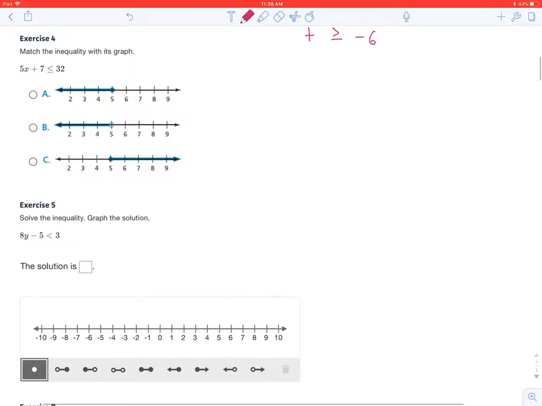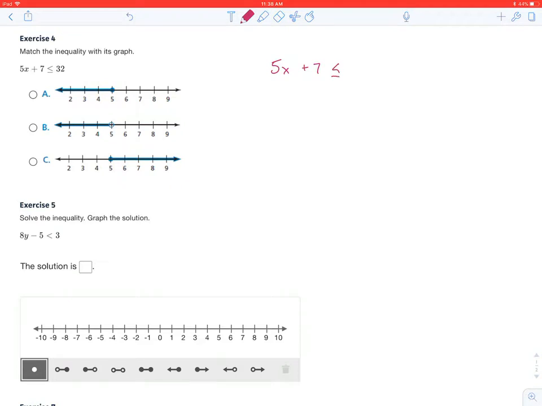Exercise 4 is the same kind of thing. We're being asked to match the inequality with its graph, so you need to determine the solution. You can maybe just look at the graphs and figure out which one of them works. Is it going to be values that are 5 and greater than 5, or just values that are less than 5, or 5 and less than 5? Or you could solve it out.